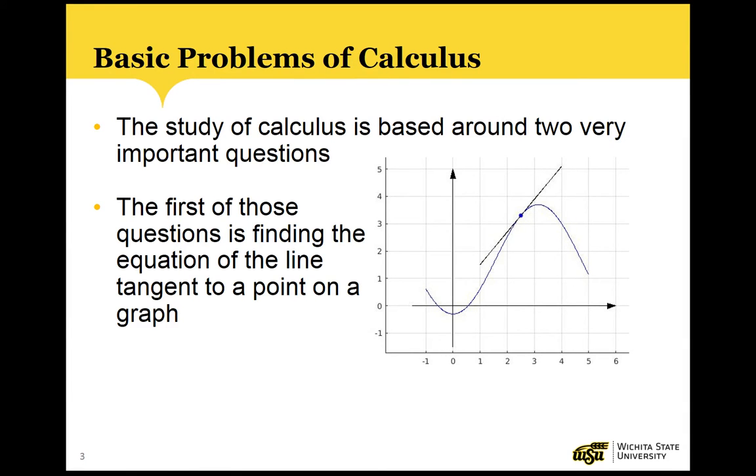The study of calculus is based around two very important questions. The first one of those questions is finding the equation of a line tangent to a point on the graph. As we see right here, there is a straight line that touches the graph only once in a region close to that point. And determining the equation of that line can tell us some important properties about the functions near the point where that line intersects.